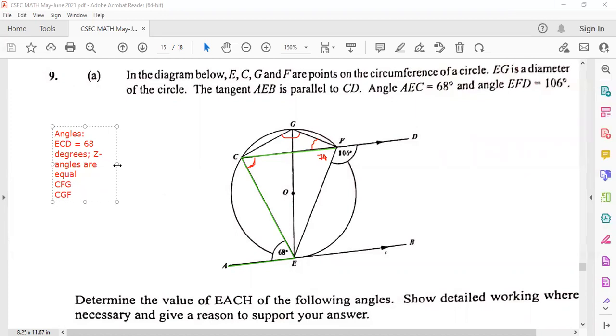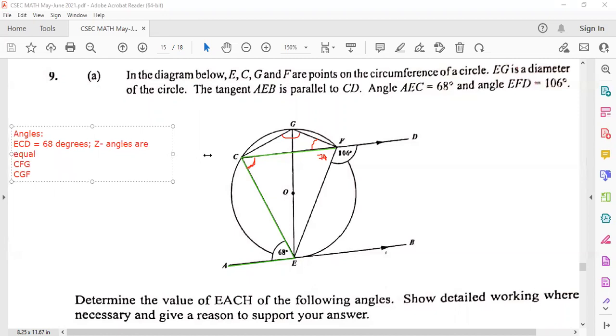Of course, you can use alternate interior angles. That's the preferred term to use. Alternate interior angles. I don't think they should fault us for saying Z angles, though.